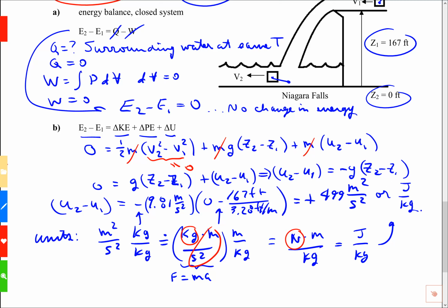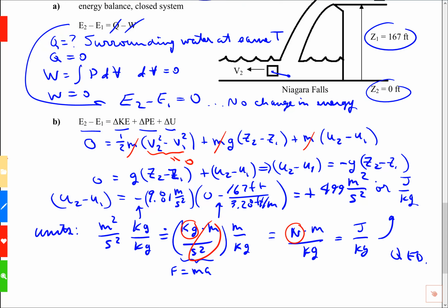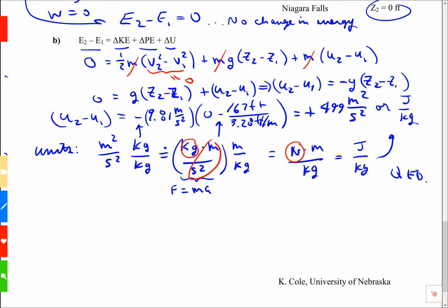So I could write this as joules per kilogram. All right, we would be done. That's what we're asked to find, the delta E. So I could stop here, but let me go a little bit farther. Later we're going to learn that a change in internal energy for a liquid is related to a change in temperature through something called the specific heat, CV. And for water, the specific heat is about 4,200 joules per kilogram per Kelvin.